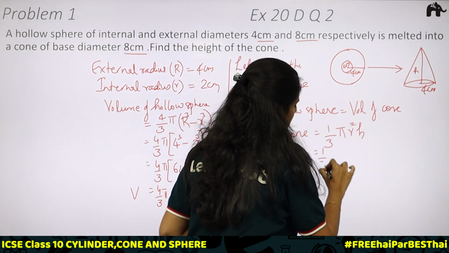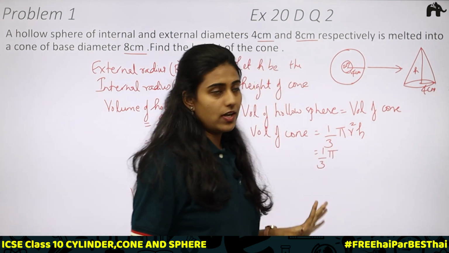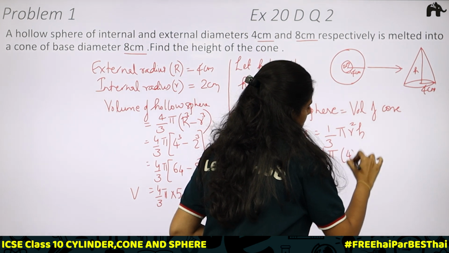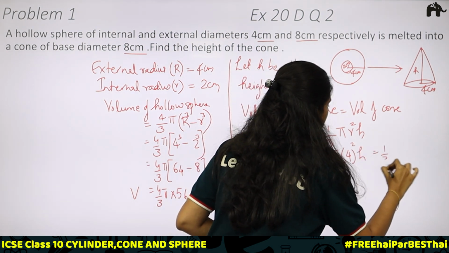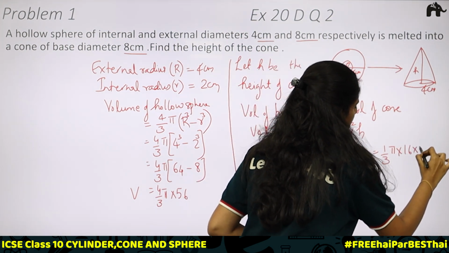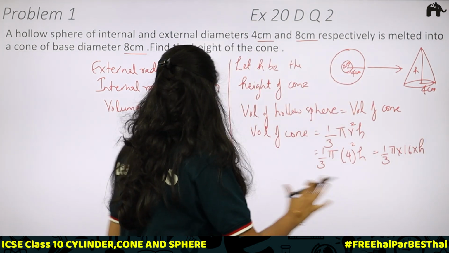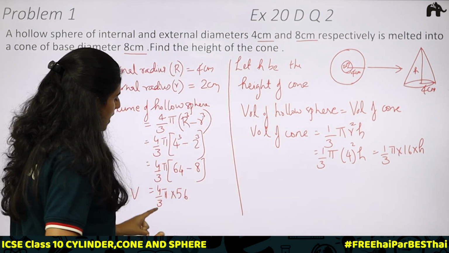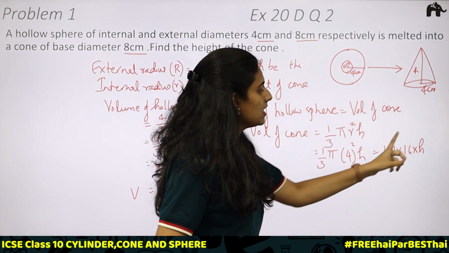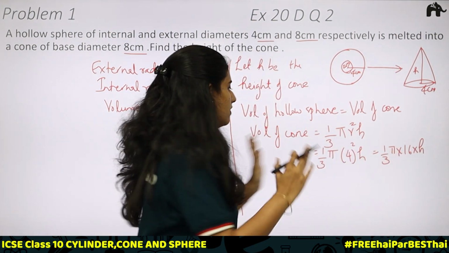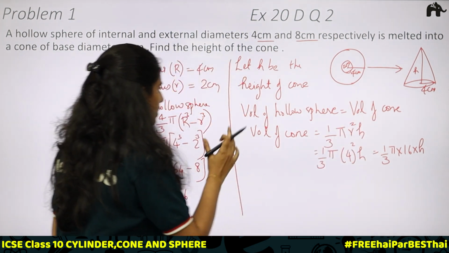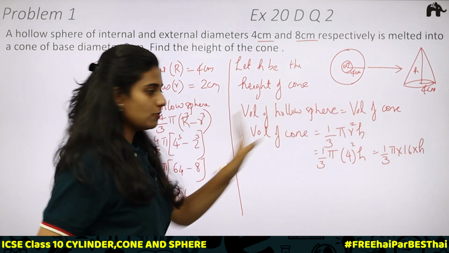Here, 1 by 3 pi r square. The value of r is 4. 4 square, h, equal to 1 by 3 pi into 16 into h. Now the volume of the hollow sphere is 4 by 3 pi into 56 and the volume of the cone is 1 by 3 pi into 16 into h. We can compare this and find the value of h. We know that the volume of the hollow sphere is equal to the volume of the cone.